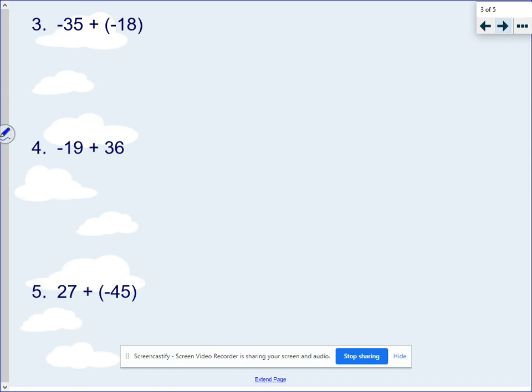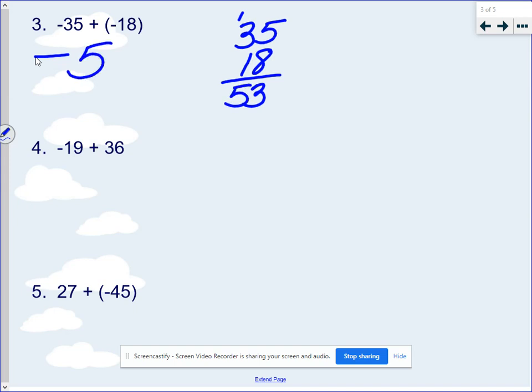So I owe $35, I owe $18. That means I still owe money. Well, how much money do I owe? Well, if I owe $35 to one person and $18 to another person, that means I have a grand total of $53 that I owe. So negative 35 and negative 18 is negative 53.